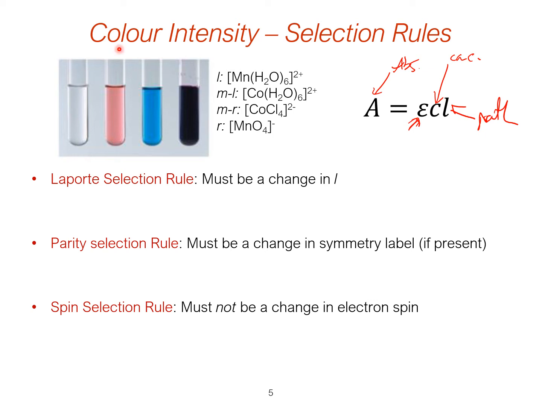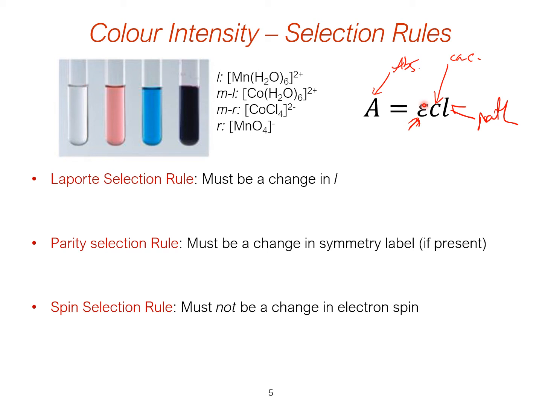Now I can tell you in the photo here that the path length is exactly the same. We can see they're all the same size test tube. We're probably looking through about a centimetre of solution. In the textbook, it does say that the concentration of these complexes is the same in all 4 of them. So the only thing that can change is epsilon. And it's just this value of epsilon that's changed the intensity from so intense, so dark purple you can barely see it, to so pale that there is no colour at all.